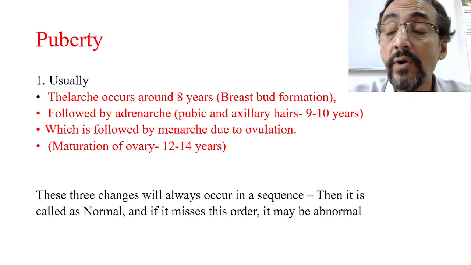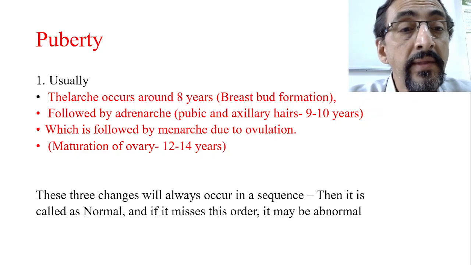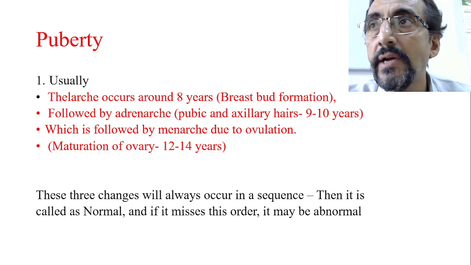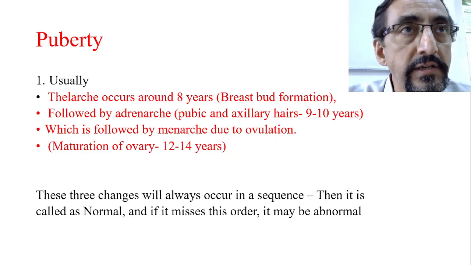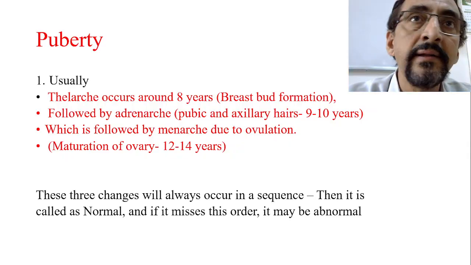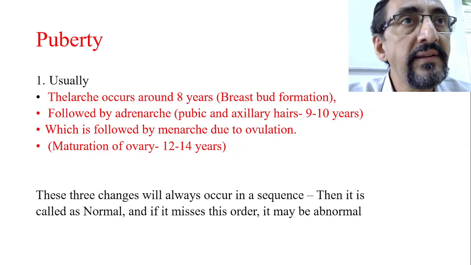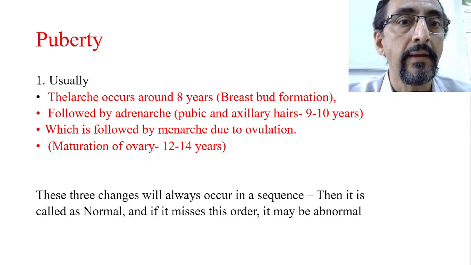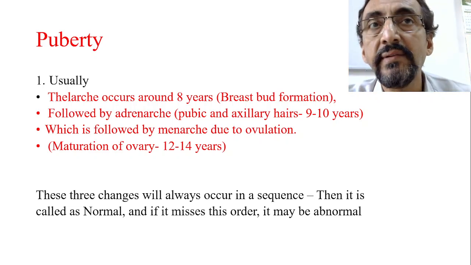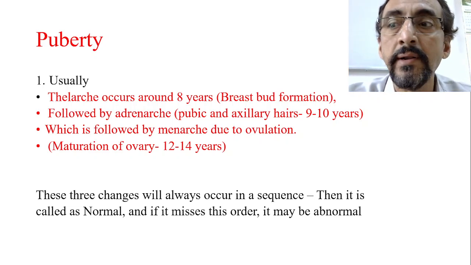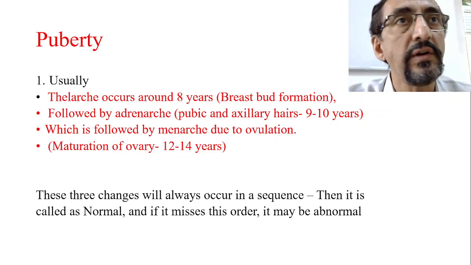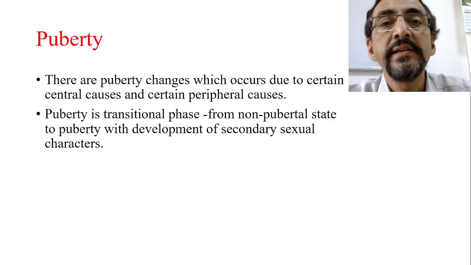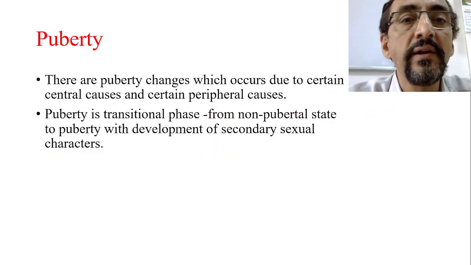What we have to understand, before understanding the pathology, is that these changes always occur in a sequence. In a normal female child, you cannot get menarche first, adrenarche first and telarche at the end. This sequence is not possible. If everything is normal, the sequence will be in order: telarche, adrenarche, growth spurt, and menarche. If this sequence is abnormal, then we can suspect some issues related to the development of puberty. Now these puberty changes occur due to certain central causes and also certain peripheral causes.